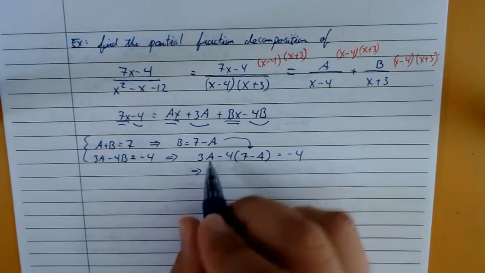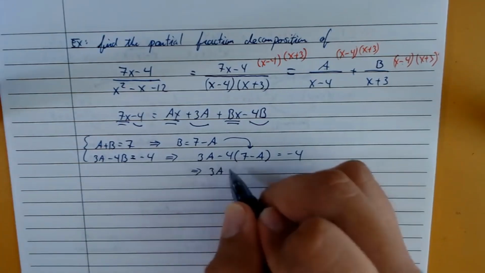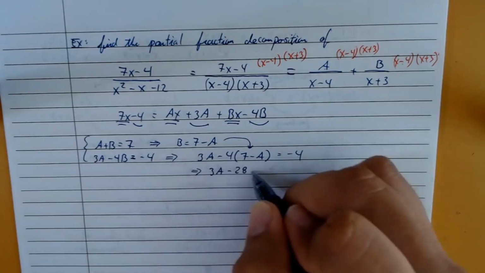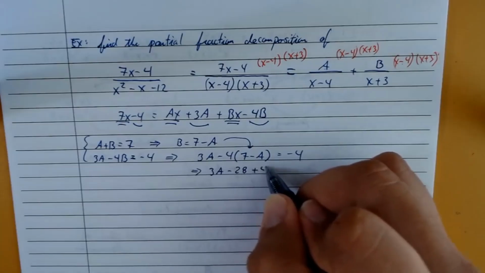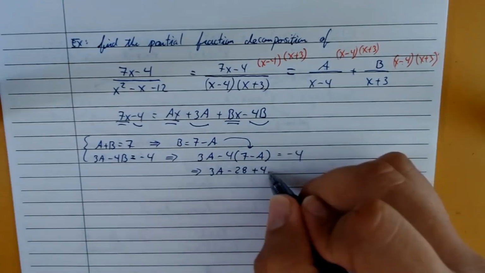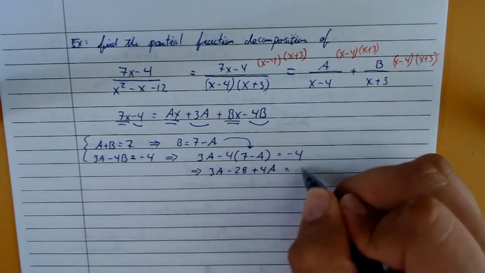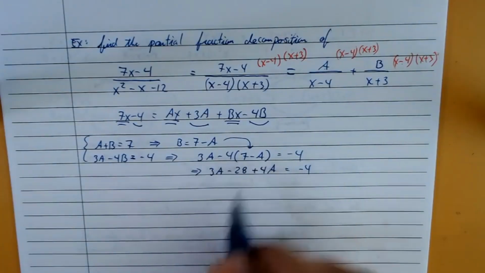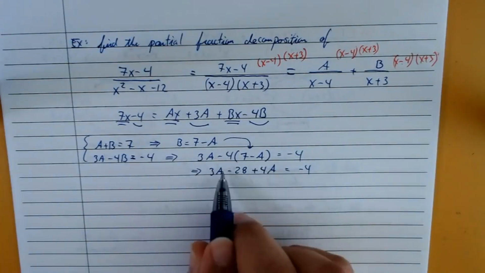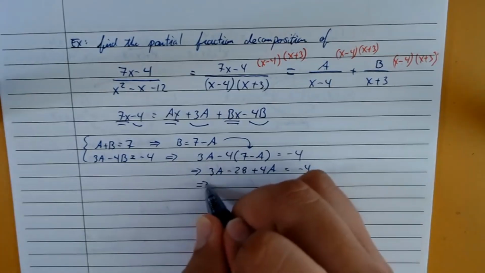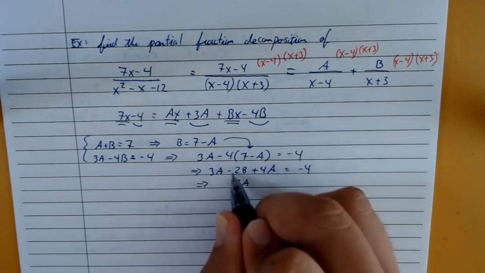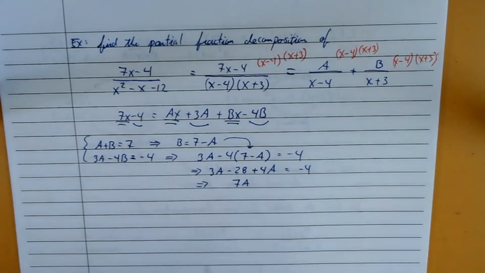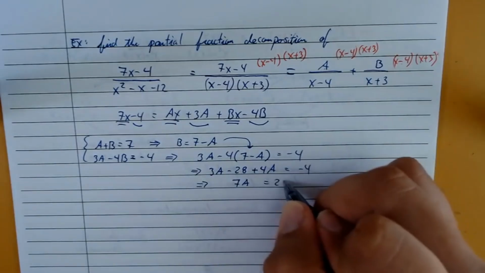That's going to be 3a, and -4 times 7 is -28. And -4 times -a is +4a, is equal to -4. We distribute the -4 here and here. You can combine those. 3a + 4a will give us 7a. And then if you add the 28 over this way, you're going to have 28 minus that 4 will give us 24.